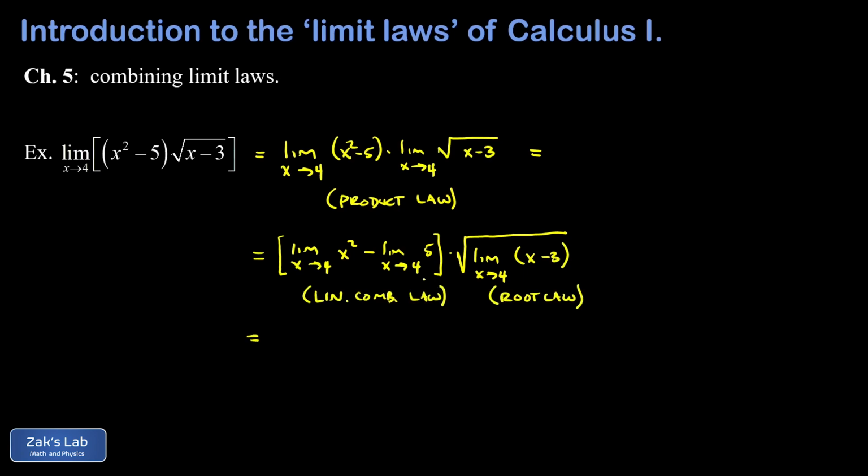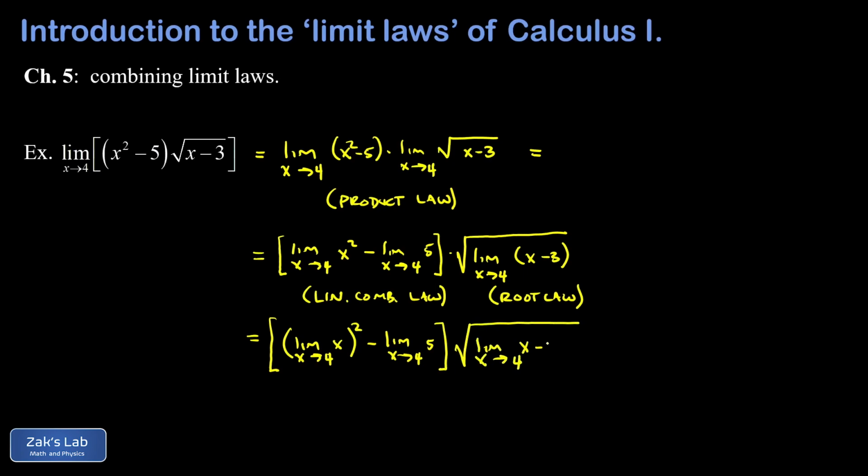All right, so we continue. In our first piece, we have a limit of x squared, which we need to use the power law on. So I have the limit of x squared, which is just the limit of x, and then square the result. And then inside of our square root, we have a linear combination, so we'll use the linear combination law on that. I end up with the limit as x goes to 4 of x minus the limit as x goes to 4 of 3. So at this point, it's broken down into limits of x and limits of constants. I'll make a note real quick on what rules we used at that step.